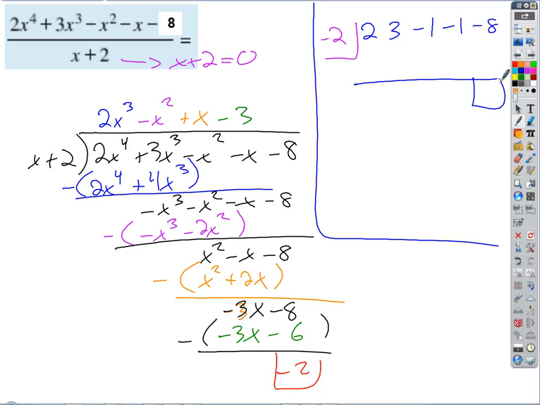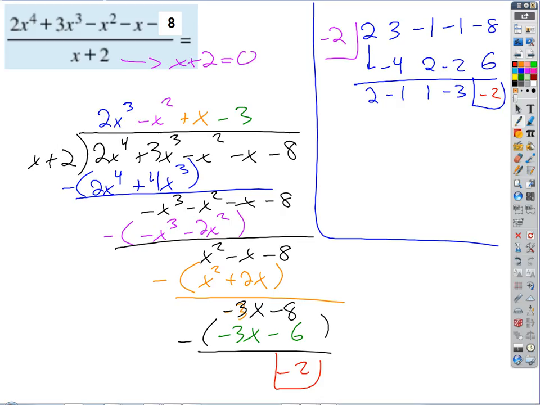and there's my box, right? So bring down the 2. Negative 2 times 2 is negative 4, plus 3 is negative 1. Times negative 2 is 2, plus negative 1 is 1. 1 times negative 2 is negative 2, plus negative 1 is negative 3. Negative 2 times negative 3 is 6, so my remainder is negative 2. Okay, do those numbers look familiar?